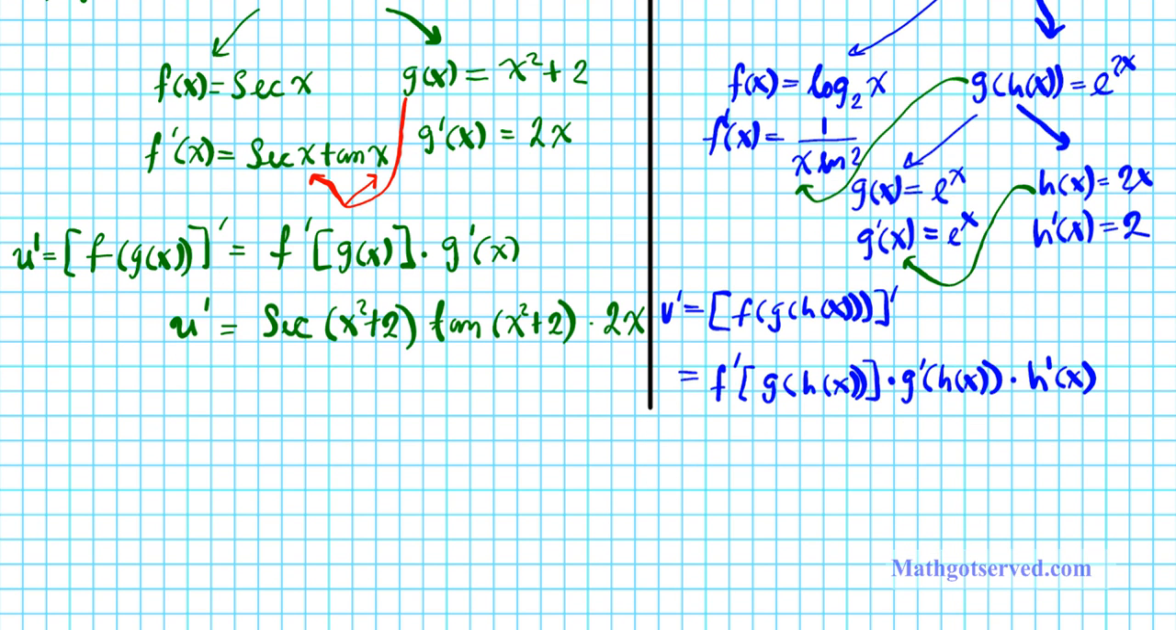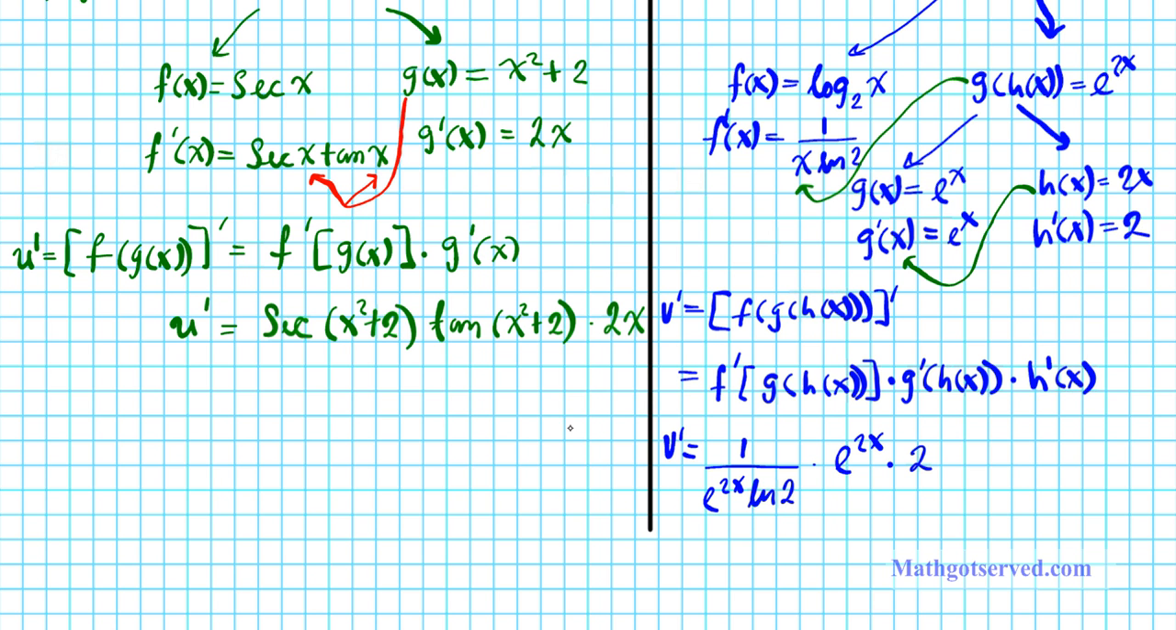So the derivative v prime is going to be what? What is it going to be? It's going to be 1 over, instead of x ln 2, we're going to compose it with g of h of x. So it's going to be e to the 2x ln 2, times g prime of x, which will be, instead of e to the x, e to the 2x, times h prime of x, which is 2. Okay, so that's your v prime.